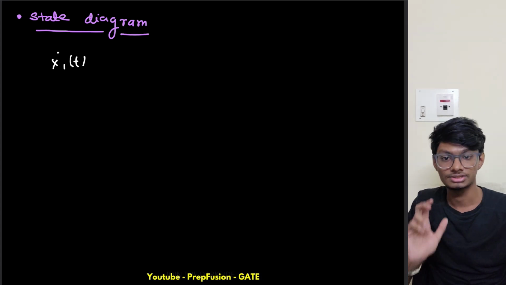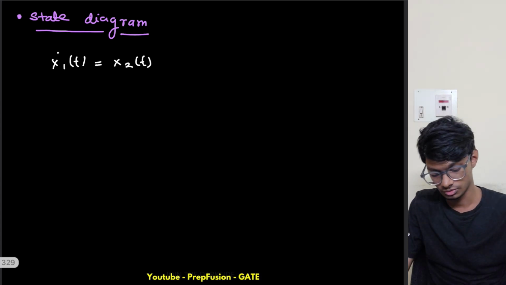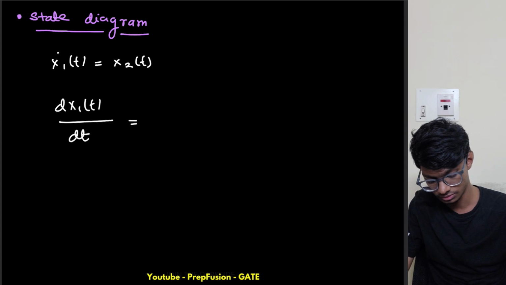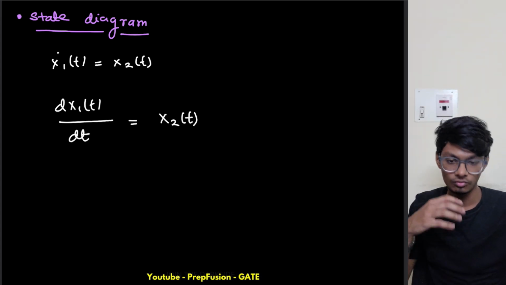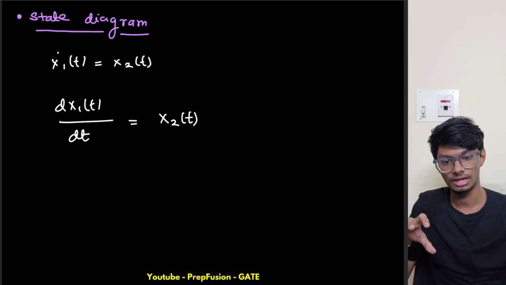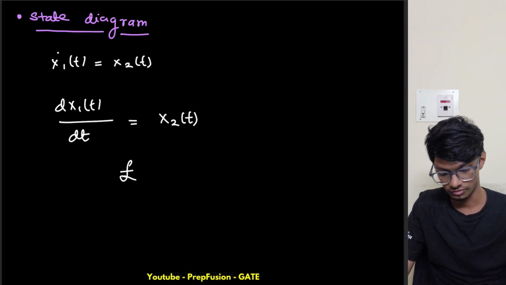So now, what is x1 dot(t)? It is equal to x2(t). This is the first equation. So what is x1 dot? It is basically dx1(t)/dt equals x2(t). Now what do we do? We take the Laplace of this. So if you take the Laplace of this, what do we get?